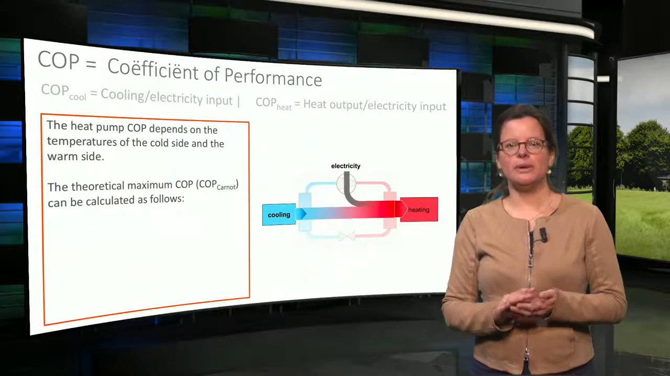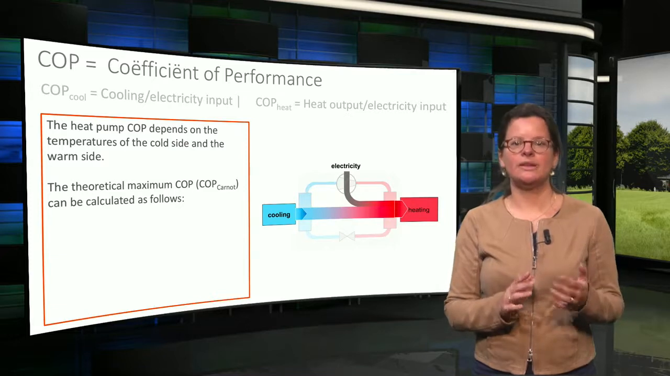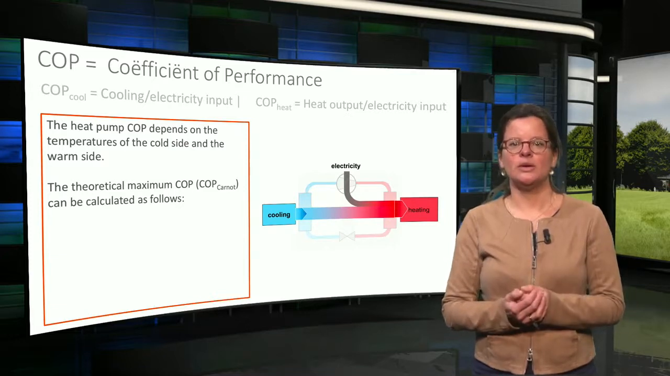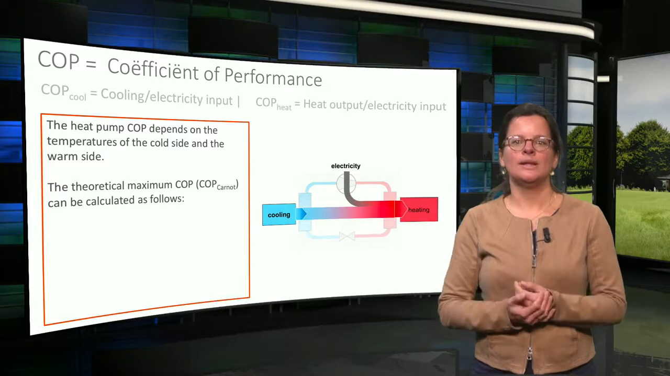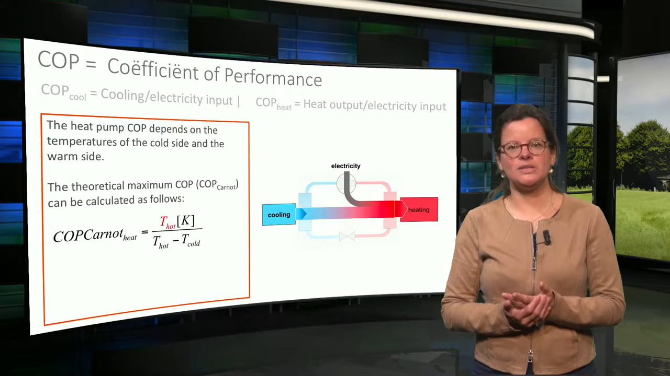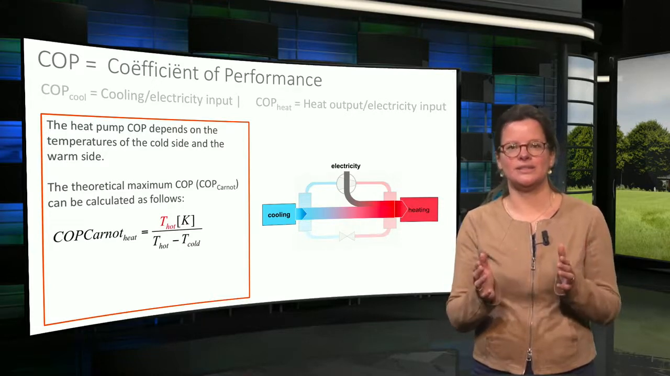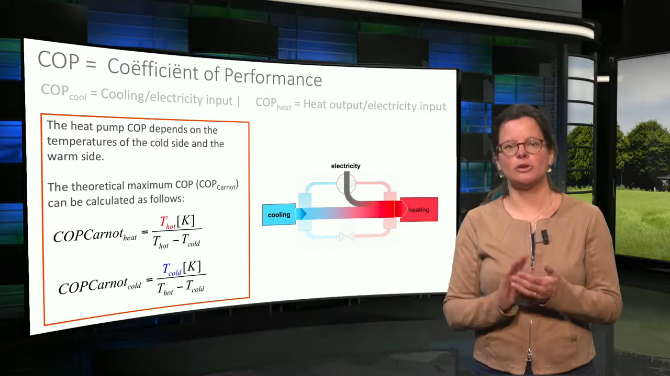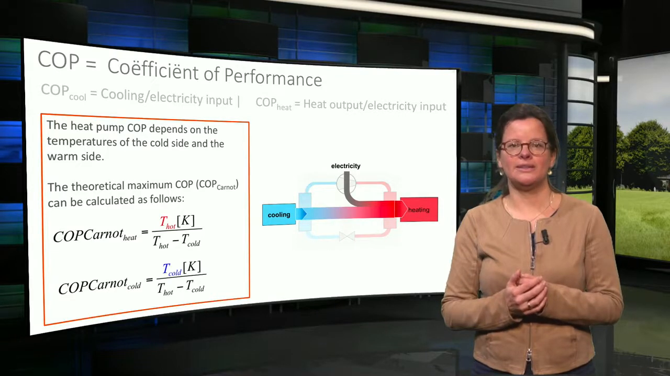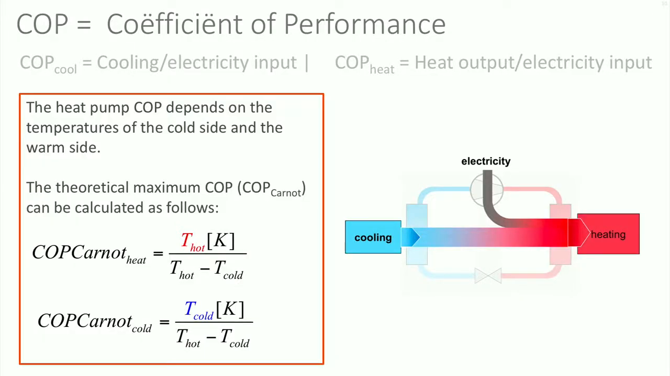The achievable heat pump COP depends on the temperatures of the cold side and the warm side. The theoretical maximum COP, which is called the COP Carnot, can be calculated based on the temperatures. The maximum COP for heating is determined by dividing the high temperature by the delta T, and the maximum COP for cooling is determined by dividing the temperature of the cold side by the delta T. Please take a moment to look at the equations, and please note that the Kelvin scale must be used for the temperatures.